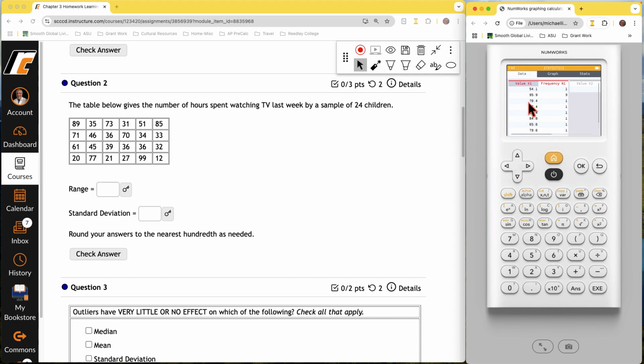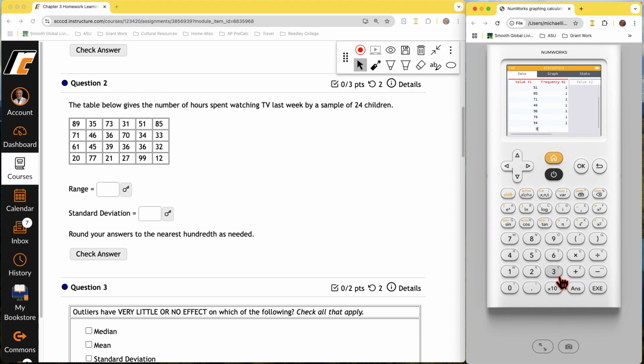Okay, so for here, I'm going to clear out this list. If I come up to value and I hit clear, I confirm. Notice it cleared out the list. Notice I can't click up here. I still have to use all these keys. Okay, so now I just go through and enter this list, 89. I'm going to go horizontally across 35, 73, 31, 51, and 85. Back 71, 46.